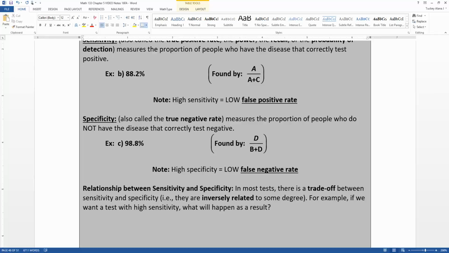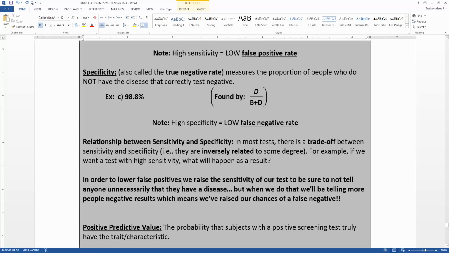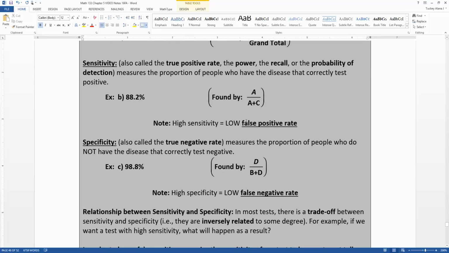In order to lower your false positives, you're going to let your false negatives go really high, and vice versa. Right? In order to lower our false positives, we raise our sensitivity of our test. We want to make it so that we don't tell anyone unnecessarily that they have disease. So we want a very low false positive rate. The people that we tell are positive, they really are positive. For sure. But realize what that means.